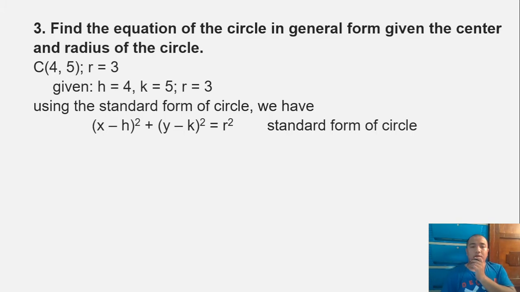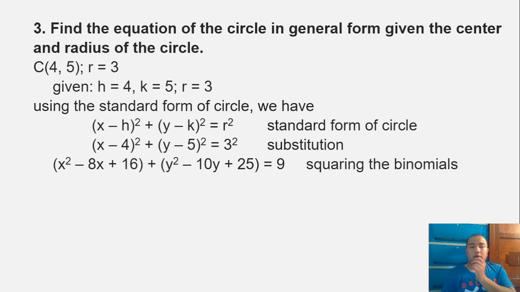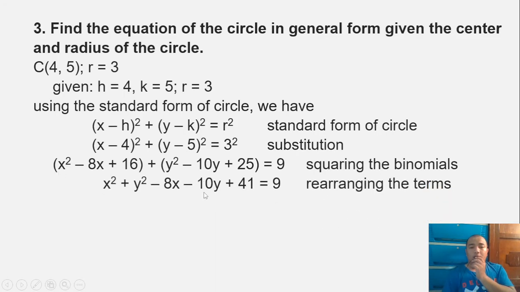Then, using the standard form of the equation of the circle, just substitute H by 4, K by 5, R by 3, like this. 3 squared is 9, so we have here 9. Square the binomial x minus 4: x squared minus 8x plus 16. Square y minus 5: y squared minus 10y plus 25. And then rearrange the terms. Put x squared and y squared first, to be followed by minus 8x, to be followed by minus 10y.